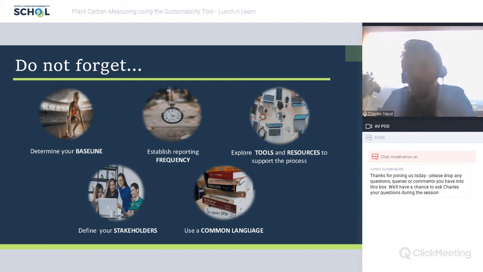And as I mentioned in the last slide, use a common language. I can't repeat that enough, just to make sure that people aren't interpreting the information you're asking from them or the information you're reporting in different ways. Really, this helps with transparency, and it helps avoid data reporting errors, etc. So really try and use a common language and define where possible.